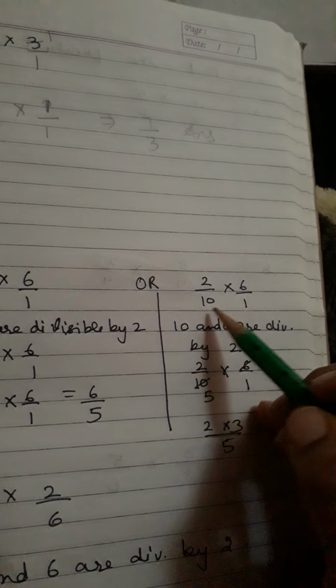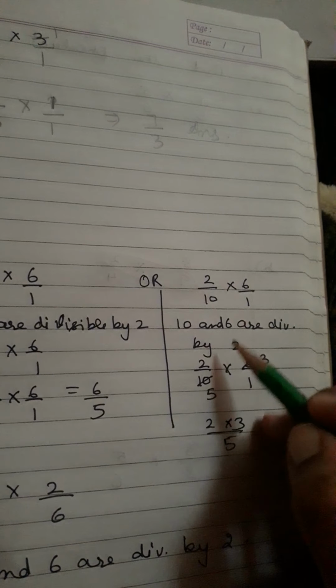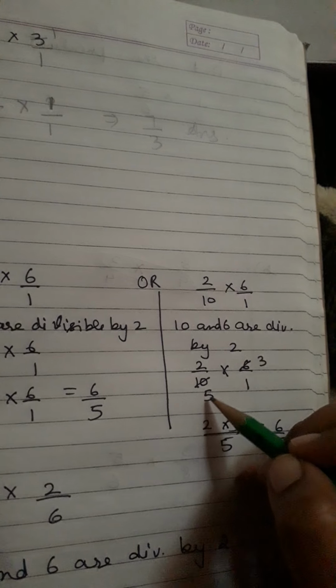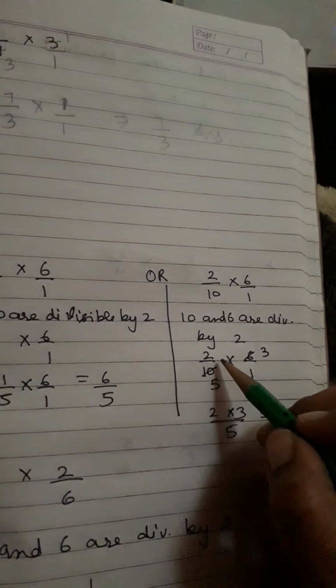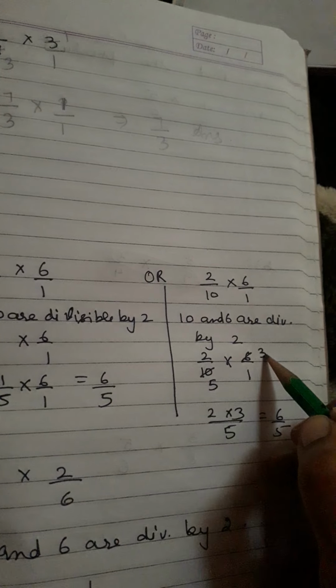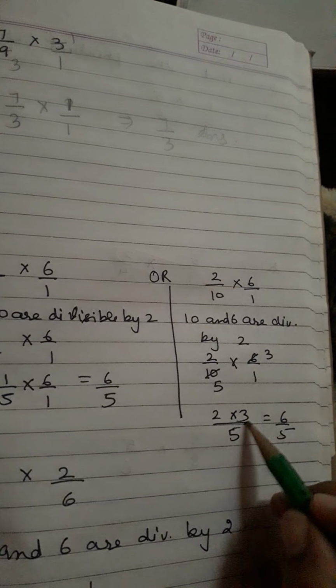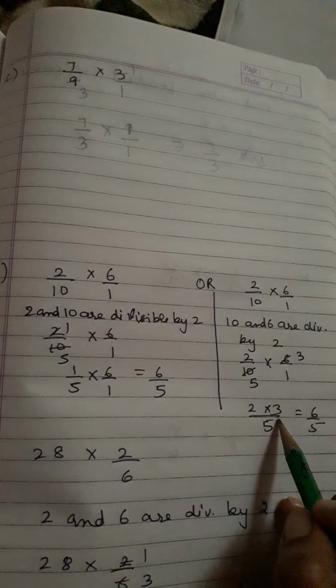Now similarly you can see here also 10 and 6 are divisible by 2. So you can divide 10 and 6 also by 2. 2 fives are 10 and 2 threes are 6. So we are left with 2 multiplied by 3 upon 5 multiplied by 1. So 5 ones are 5, 2 threes are 6. So whichever method you opt, the answer will come the same.